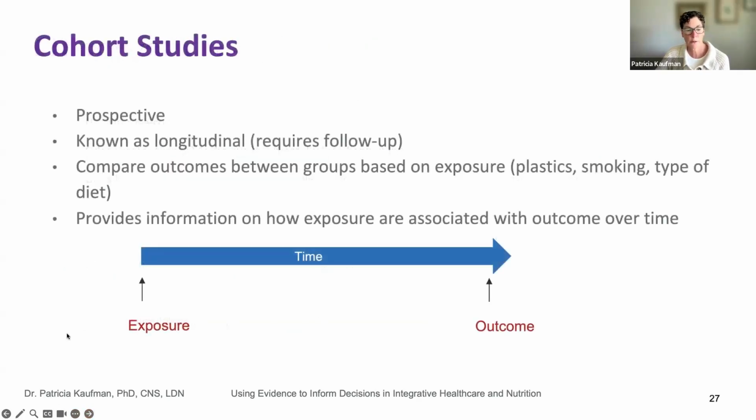If we look at a cohort study, our exposure happens, then we follow the individuals throughout time, and then we look at the outcome. The reason it's known as longitudinal is because it requires follow-up, which can be costly and difficult because a number of people can drop out and you don't have follow-up on them. It compares outcomes between groups based on exposure, such as plastic, smoking, or type of diet, and it provides information on how the exposure is associated with an outcome over time. Outcomes can be positive or negative, so don't always think of an outcome as a negative.